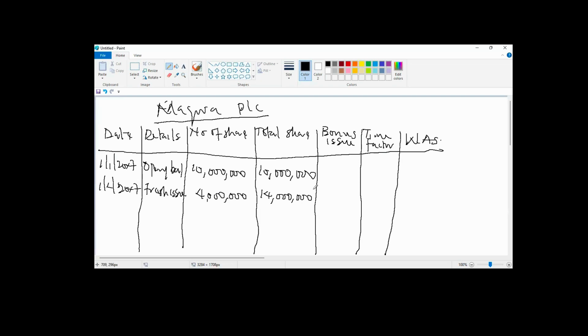Next. On 1st August, the company made a bonus issue of 1 for 4. Now, on which day does he make the bonus? 1st of August?